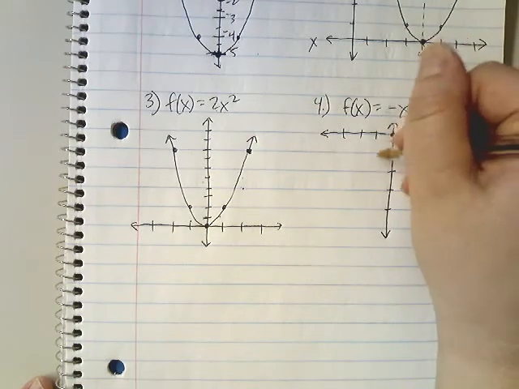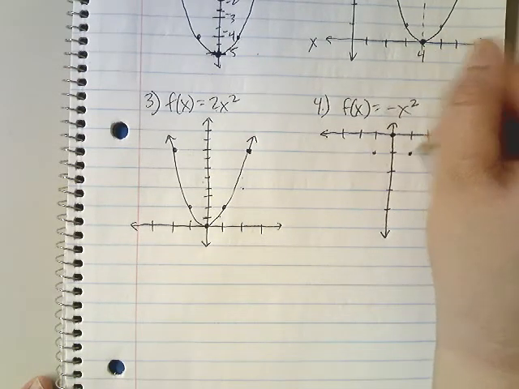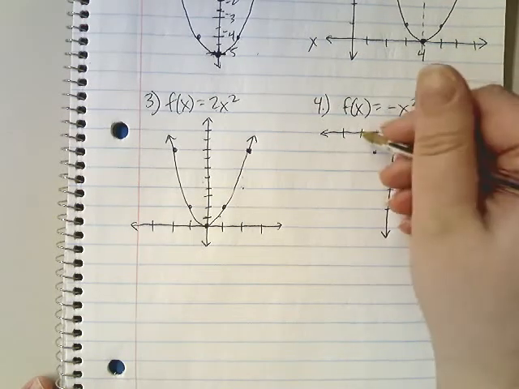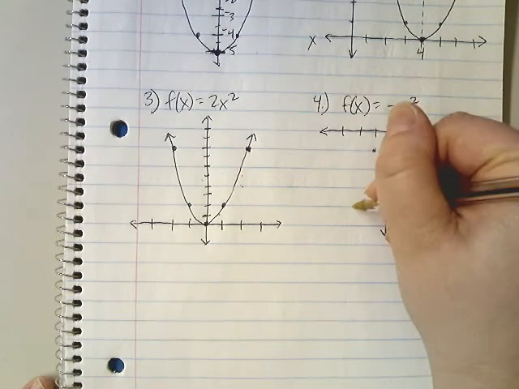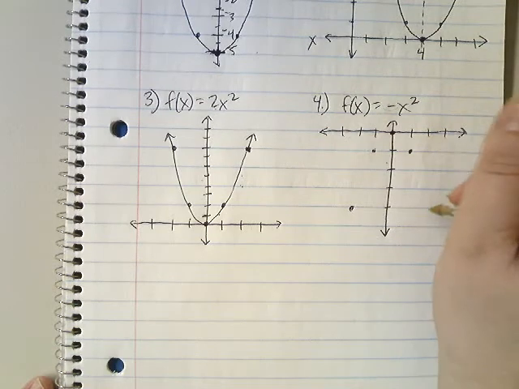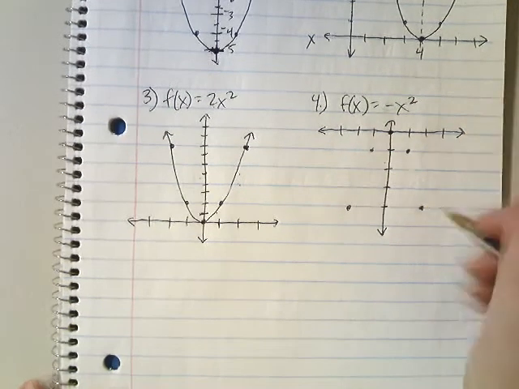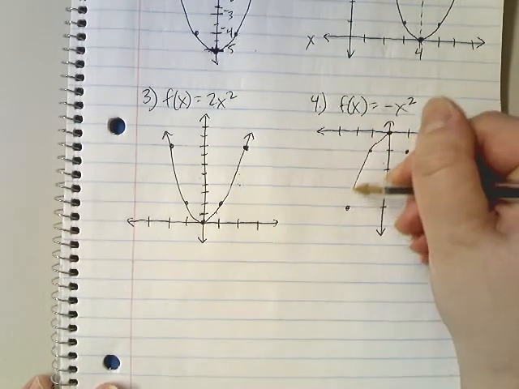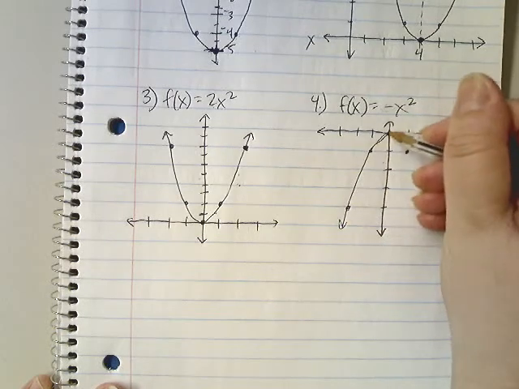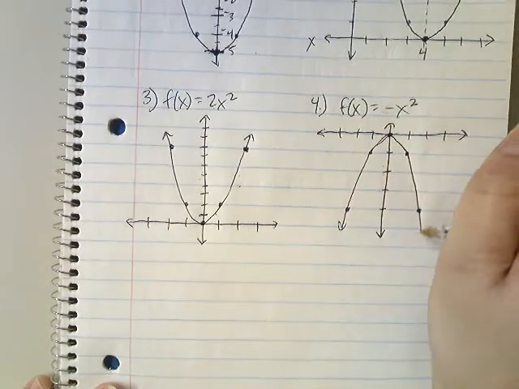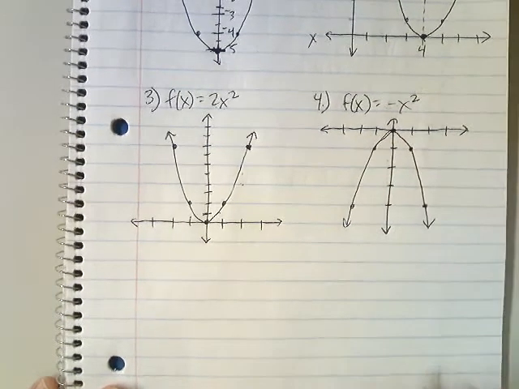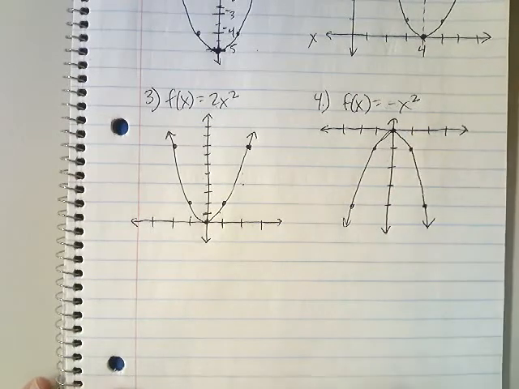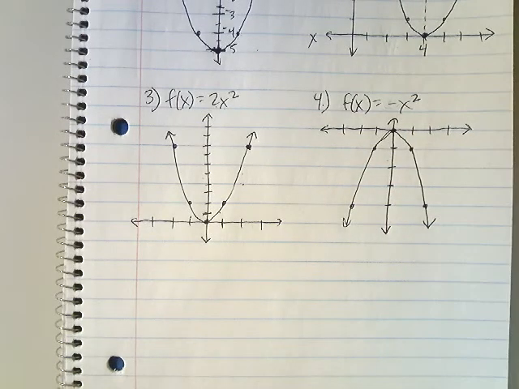So I'm going to go over 1, down 1, symmetrical, so same on the other side, and then 2 and 4, 2 and 4. So now my graph will end up looking something like this. So that's my graph when I have a negative x squared. So if it's a negative in front, it opens downwards instead of upwards.